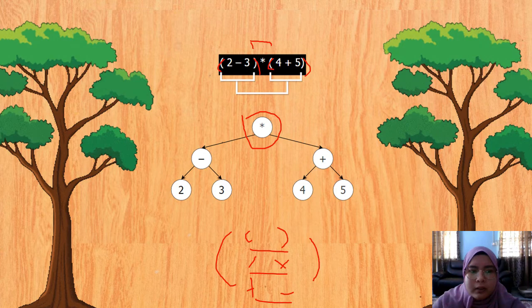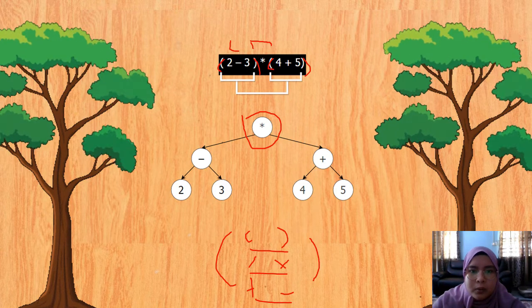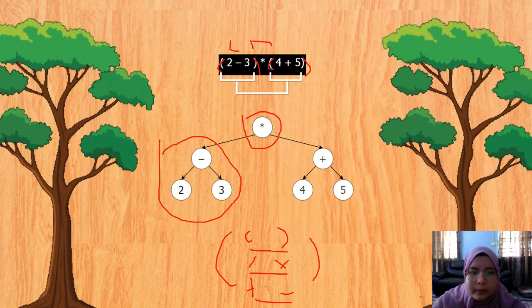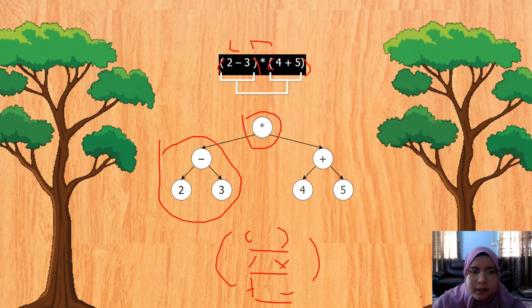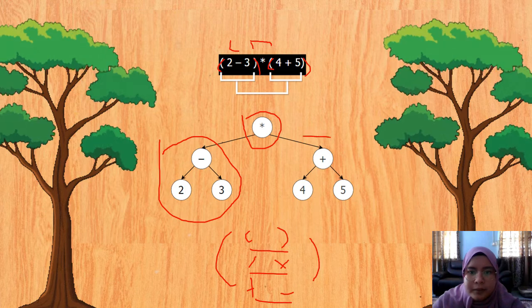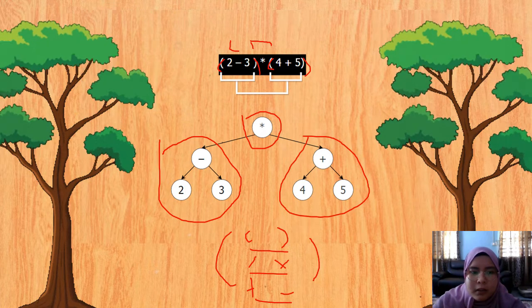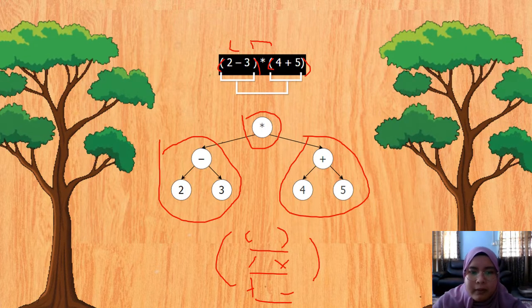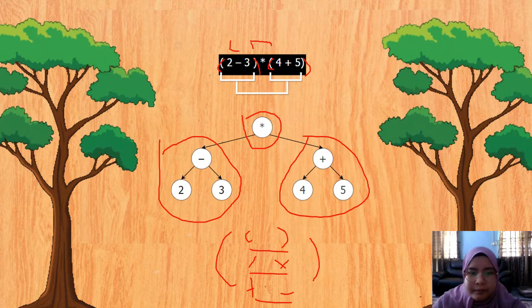Next, we focus on the left side, which is 2 minus 3. We take the operation minus, and on the left and right, 2 and 3. So it will become like this. Then we go to the other side, 4 plus 5. So it will become like this. From this tree, we can read it like this: 2 minus 3 multiply 4 plus 5.